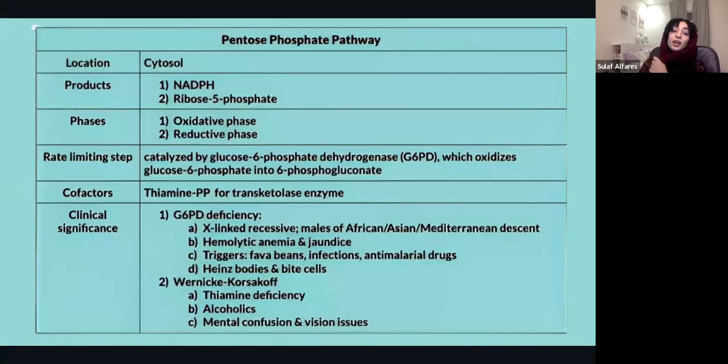Okay, now this is a table basically summarizing the entire lecture. And by the way, you guys, we're done. This is basically it. We're just going to go through a few questions. But my tip for you guys is I want you to make a table like this on every single MOL lecture you get, especially the cycles, okay? These are the main things about every lecture: the location, the product, the phases, which one is the rate limiting step, what cofactors are needed, and what is the clinical significance. Do you guys want me to go over the summary before we do the questions, or do you want to go straight to the questions?